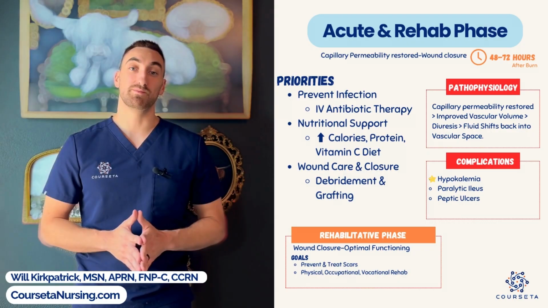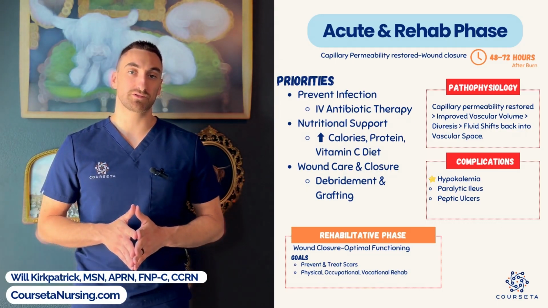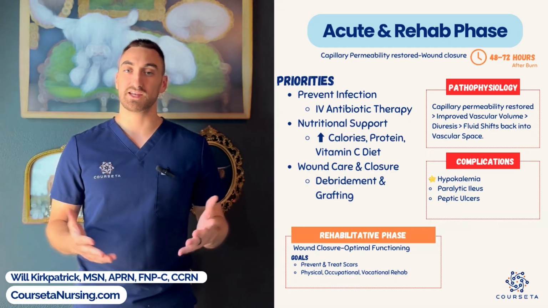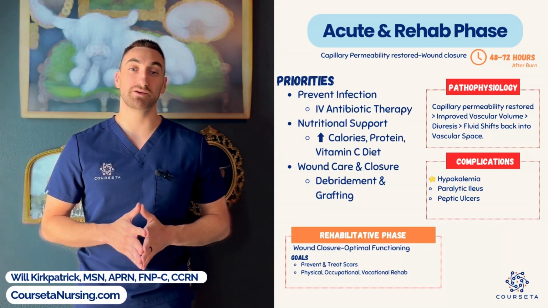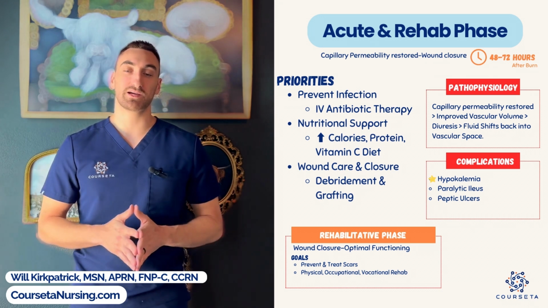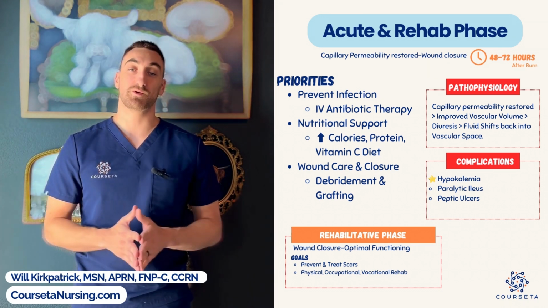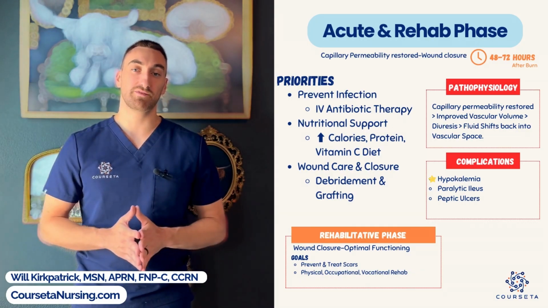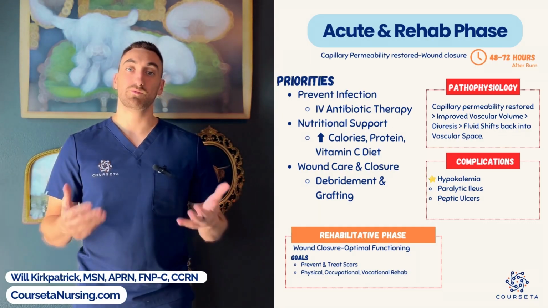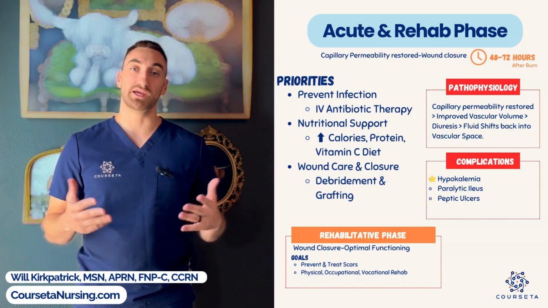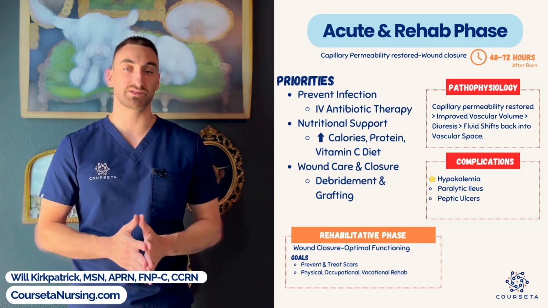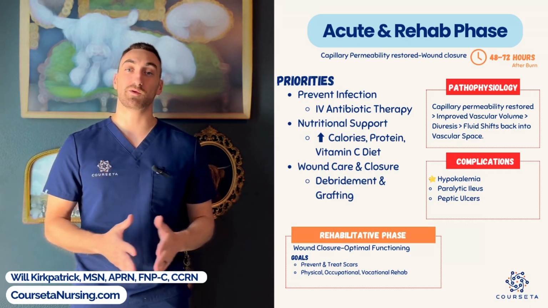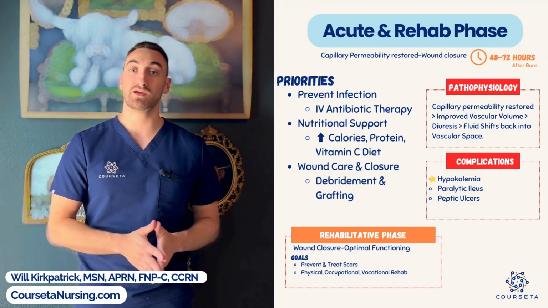So the priorities with management in this phase is of course preventing infection. So typically we're going to give them IV antibiotics because skin is your first layer of your immune system technically. So you want to go ahead and give them IV antibiotics because they're at risk for infection. Nutritional support, so giving them more protein and just calories in general. So we want to get them enough calories to heal properly. And then wound closure, this of course is specific to each case depending on where the injury was located, but the overall goal here is to start treating the wound. If it was a severe burn injury, that can involve debridement or grafting.